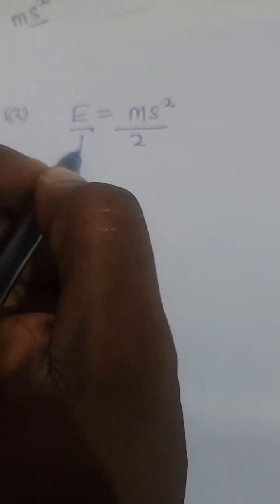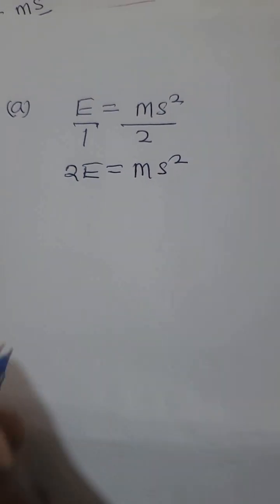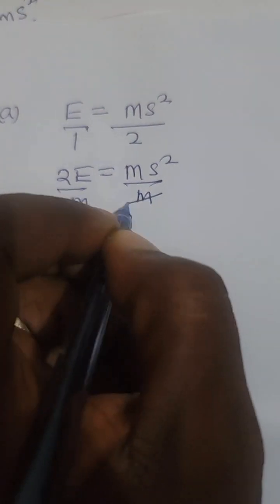So question number 2A, we have E equal to ms squared out of 2. You can see the E as out of 1, then you cross multiply. 2E is equal to 1 times ms squared, which is ms squared.